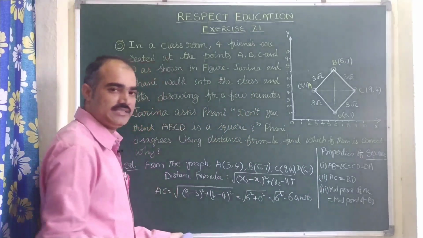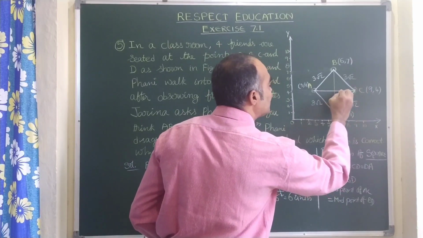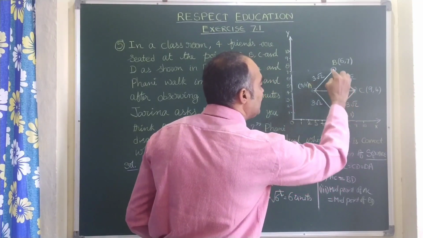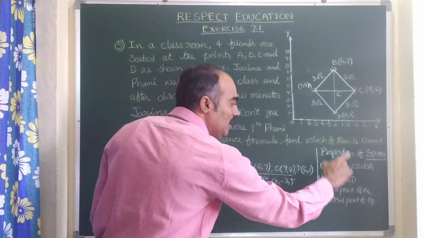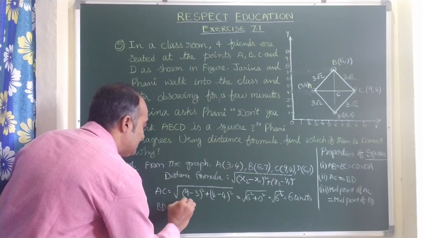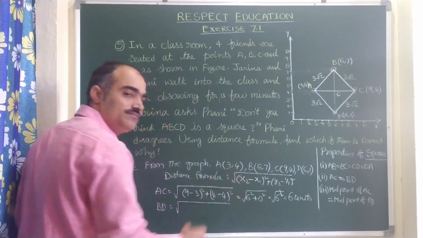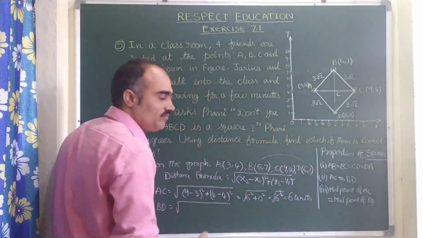This is which value? AC. A to C, this distance is 6 units. Here I am writing AC is 6. Now we have to find BD. So let us find BD. BD is equal to under root, B and D, these two values.